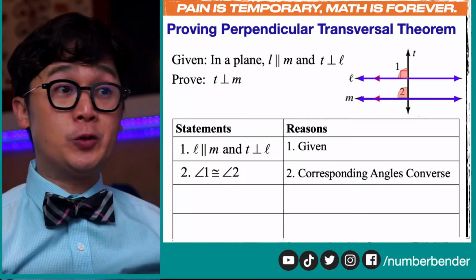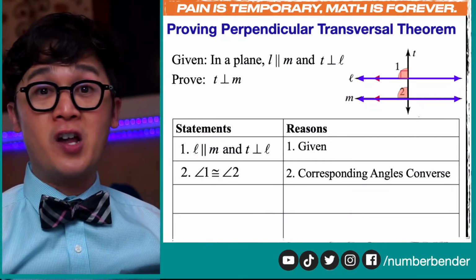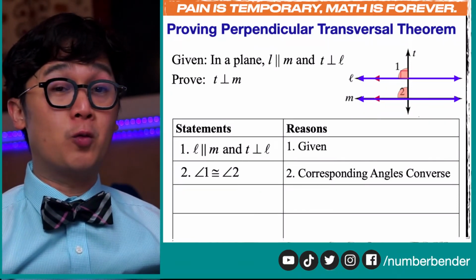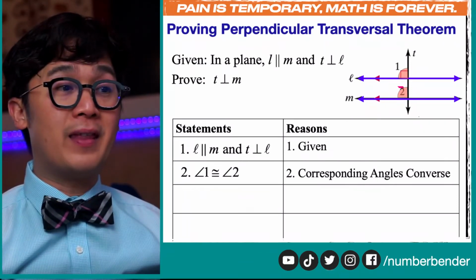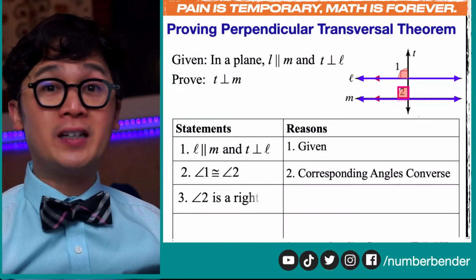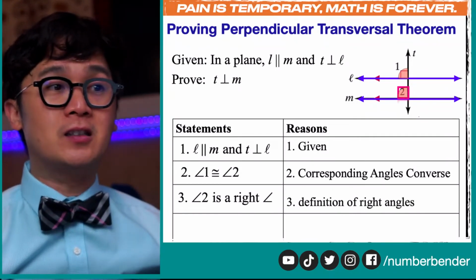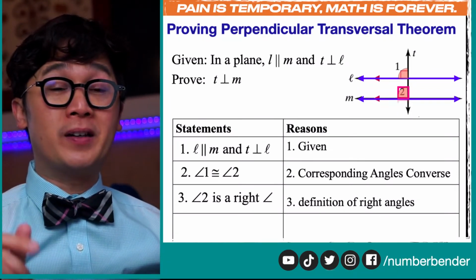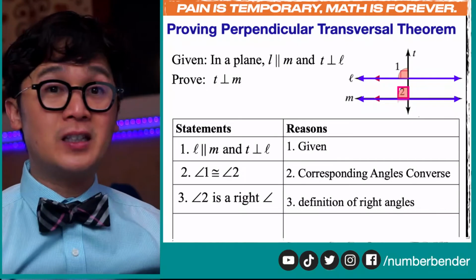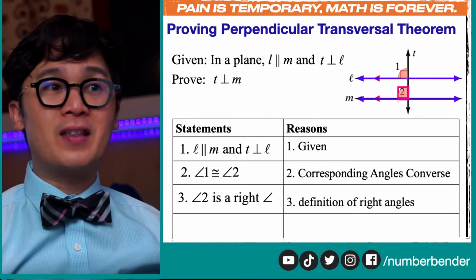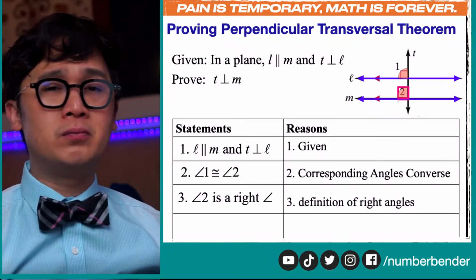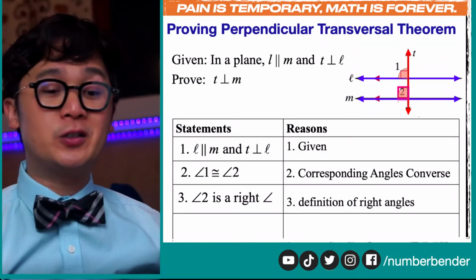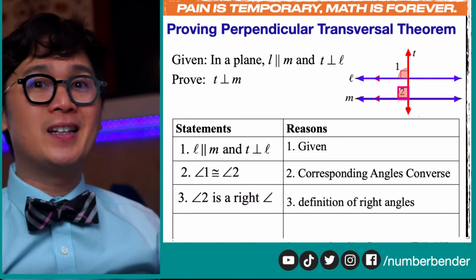1 is congruent to 2 because of the corresponding angles converse, and when they are congruent, they have the same measurement. So if angle 1 is 90 degrees, we know that angle 2 is also 90 degrees or a right angle because of the definition of right angles. And we know that in perpendicular lines, the right angle is very important, and we have seen that two angles are formed as a right angle. So we know now that T is perpendicular to M from this statement.